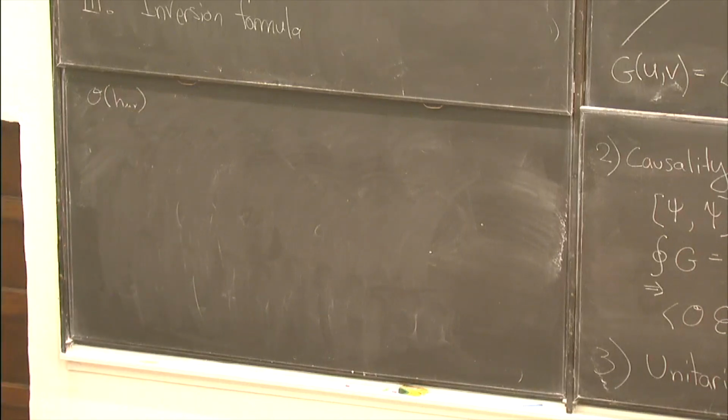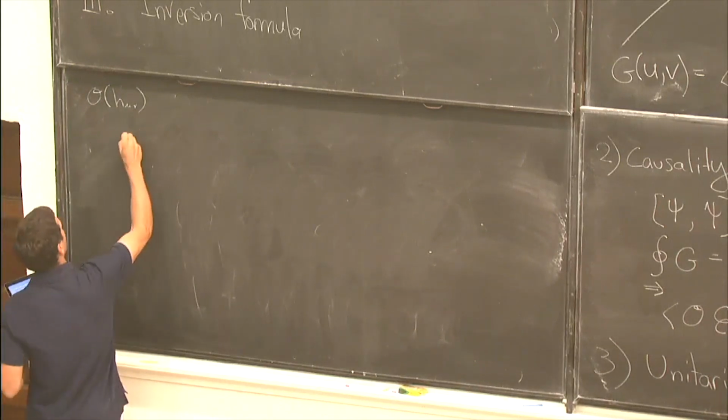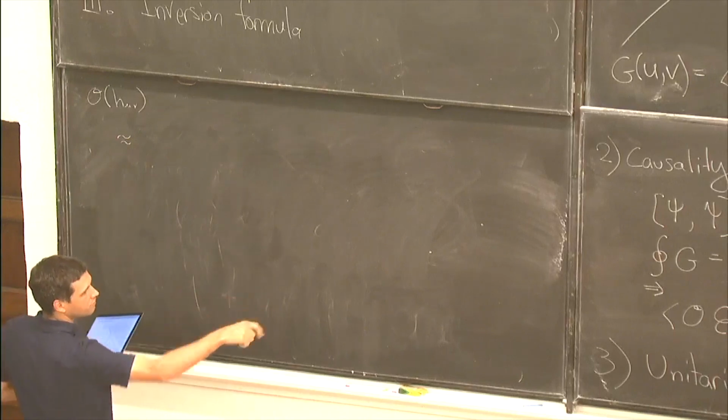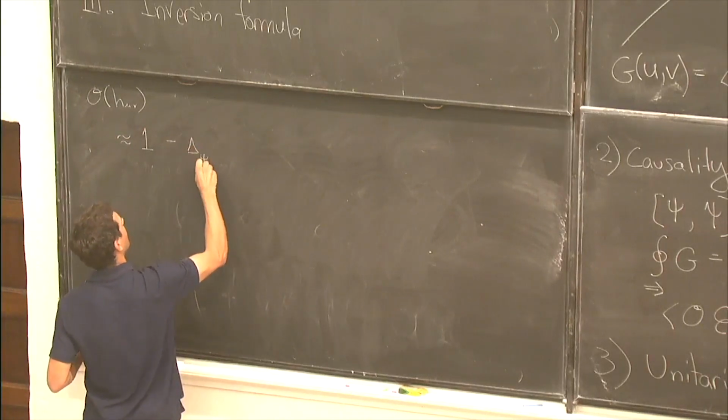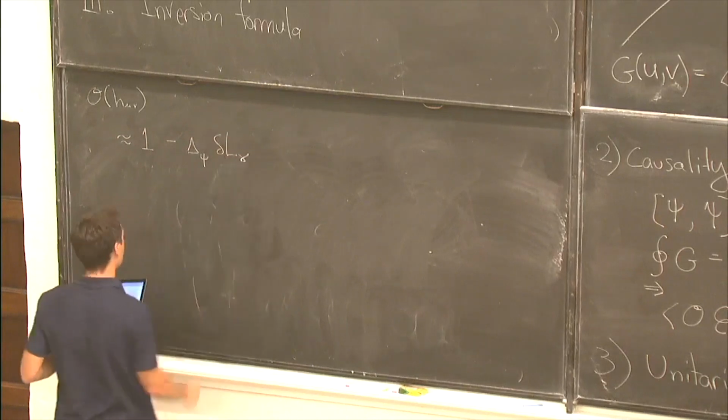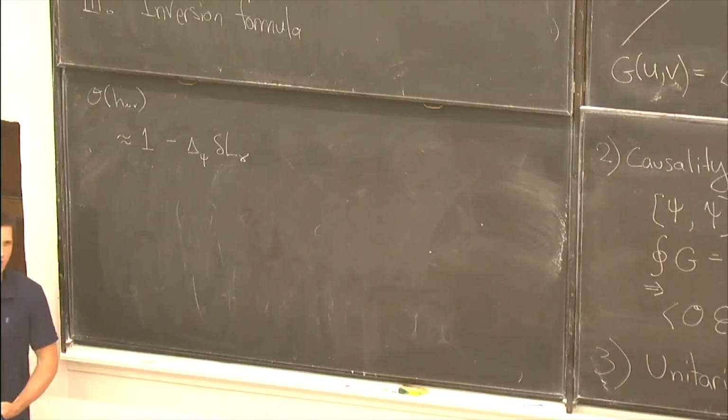We're going to do this to linearized order in the bulk metric. So to linearized order in the bulk metric, that last formula over there is just 1 minus delta psi, delta L gamma, where delta L means the obvious thing. It's L minus L vac.